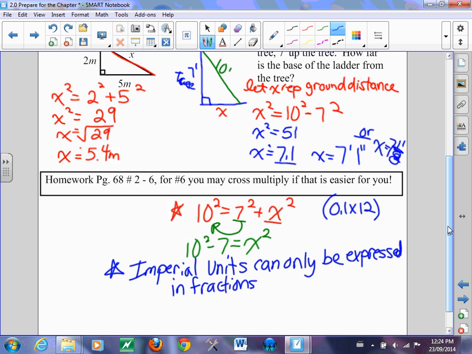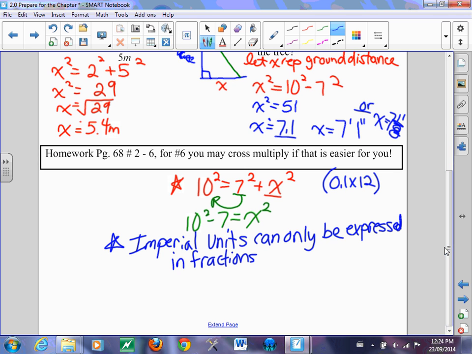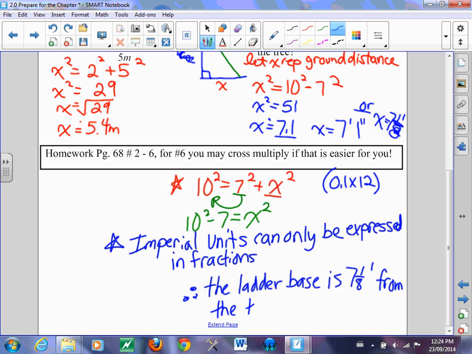Okay, so it's up to you. And then we just do a therefore statement, folks, to finish off. Sorry, I ran out of room. So therefore, the ladder base is 7 1/8 foot from the tree. Just remember, for word problems, folks, if you're drawing a diagram, introduce a letter, write a let statement, show your work, and then don't forget your therefore statement with the units.